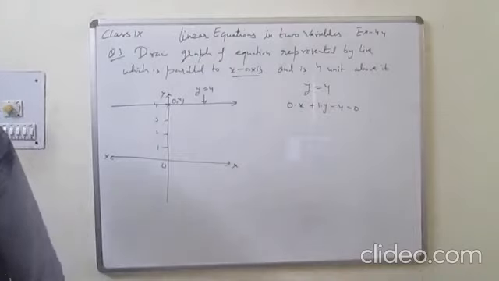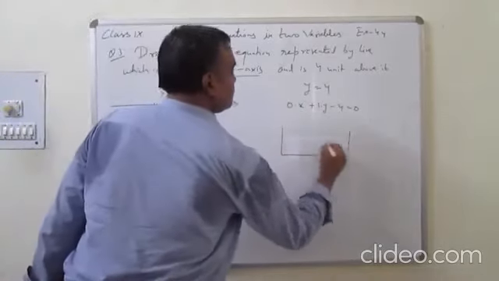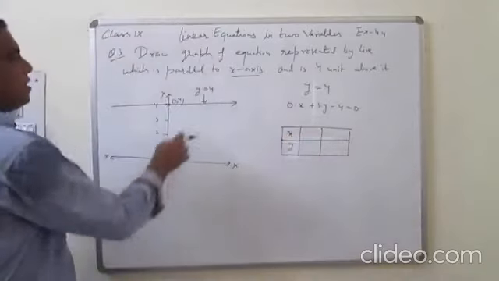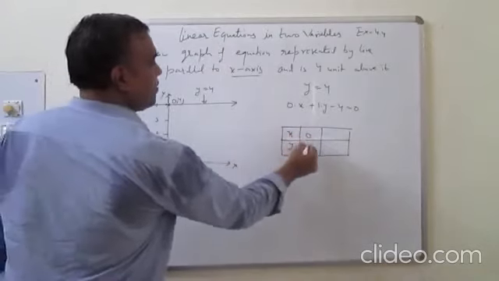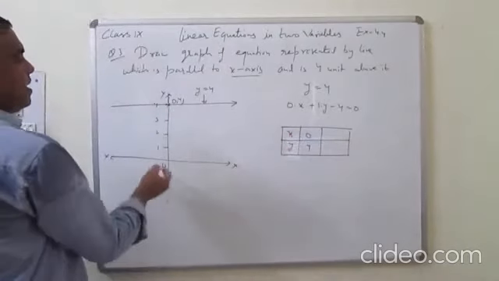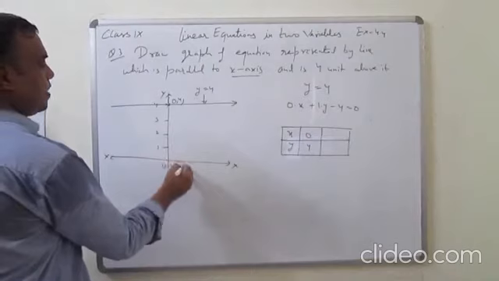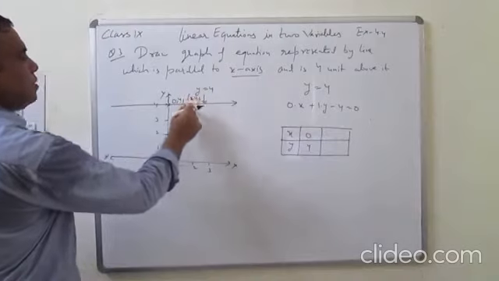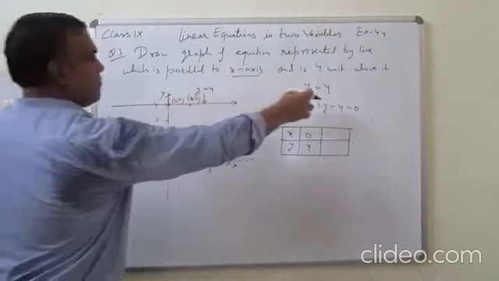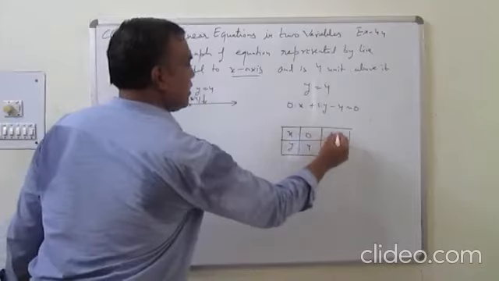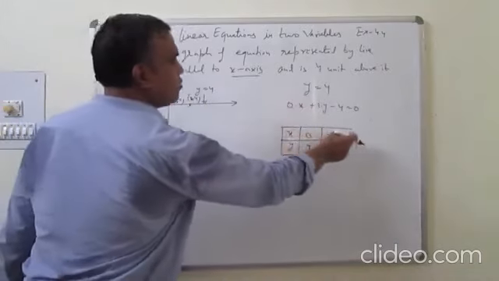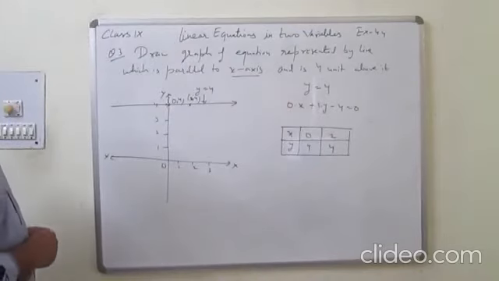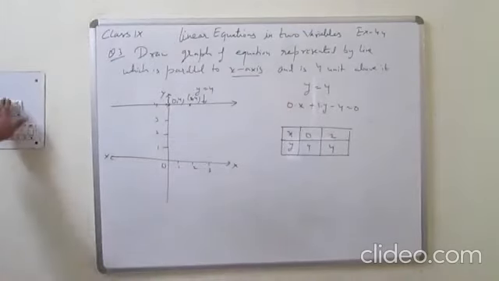Or you can draw a table, x and y. Here x is 0, y is 4. If you take any point on the line, suppose 1, 2, 3, this is what? 2, 4. Here what is fixed? Y will remain fixed, 4, 4, 4. So x will keep changing. Take x as 2, 2 into 0 will remain 0. Take any value of x, it will give y is equal to 4. So this is the graph of the line.